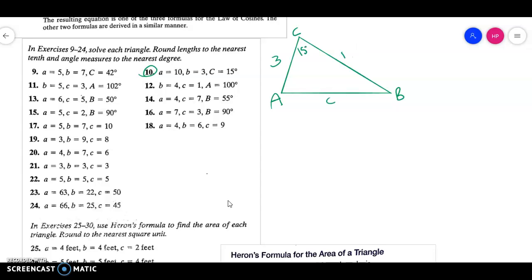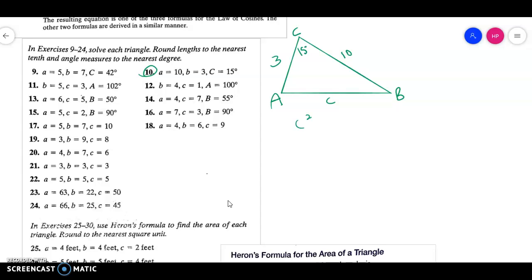That's supposed to be a lowercase c, and the angle is the uppercase C. So what I have here that we talked about with the law of sines really is a side angle side. My 3 and my 10 meet at angle C, which is 15 degrees. So that's my side angle side. If I have these two sides, I can find my missing side, c.